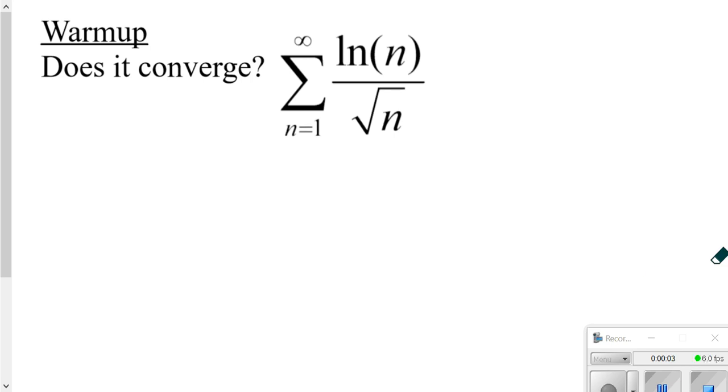Hello, calculus students. I am looking at the part of the notes packet that is entitled Limit Comparison Test. At the head of these notes is an example problem, actually a warm-up problem. This warm-up problem is just to see if you're hanging in there with what we've learned so far. The question is about this series, the summation of natural log of n over square root of n.